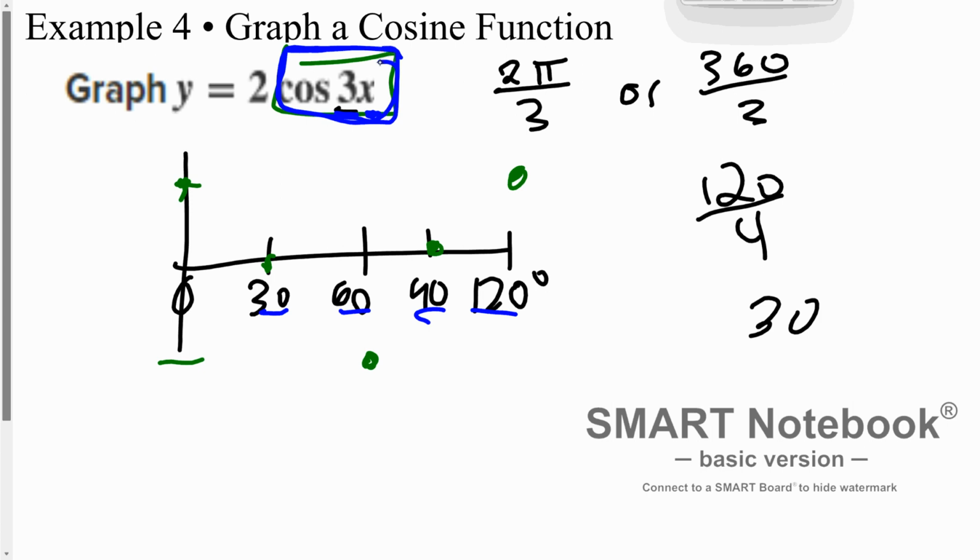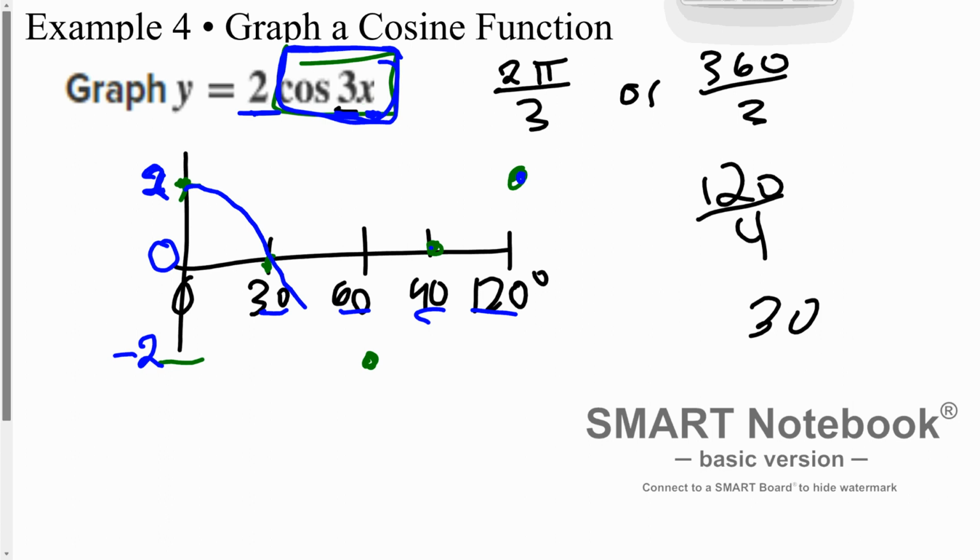1, 0, -1, 0, back to 1. Now I'm multiplying all those by 2. So this 1 gets multiplied by 2, which is just 2. This 0 gets multiplied by 2, which is still 0. This -1 gets multiplied by 2, so it's now -2. This 0 gets multiplied by 2, which is still 0, and this +1 gets multiplied by 2, which is 2, right? So there's my graph.